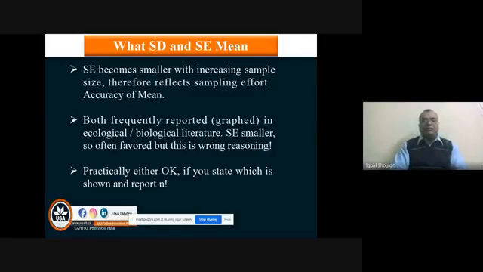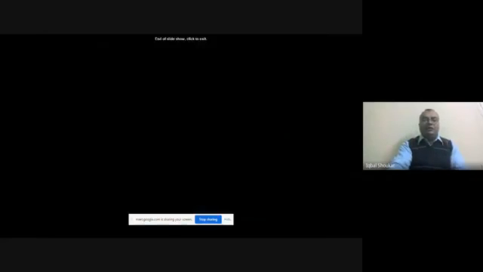Both are frequently reported and graphed in ecological and biological literature. Standard error is smaller, so it is often favored, but note this is wrong reasoning. Practically either is okay if you state which is shown and reported. It means that whether you are using standard deviation or standard error, it shouldn't be the greater one. If they are greater, data reliability would be lesser.